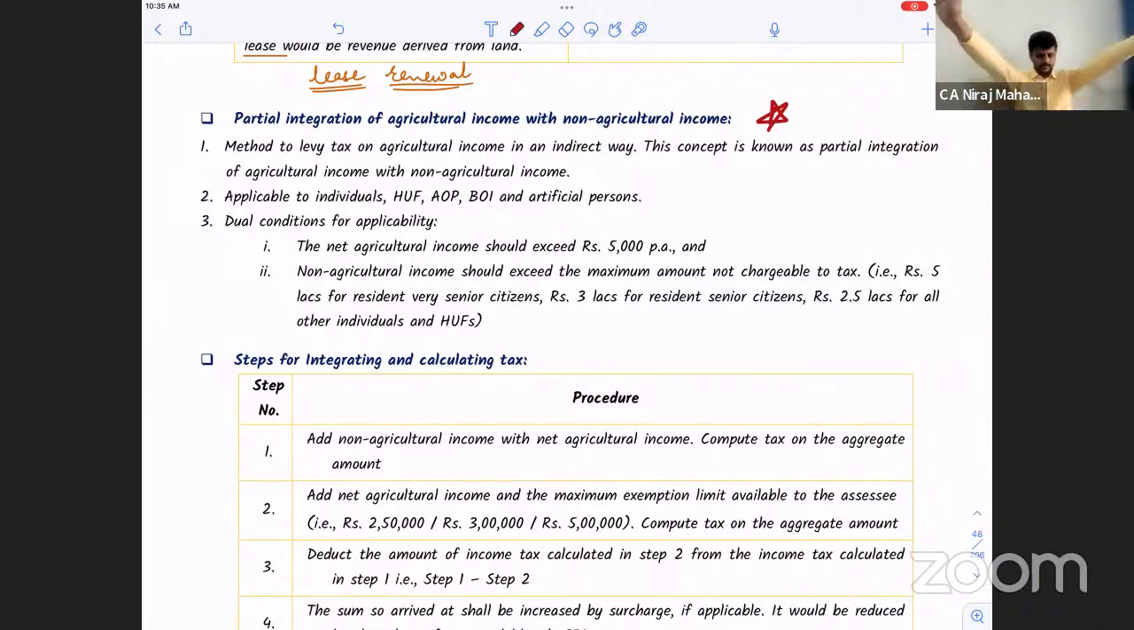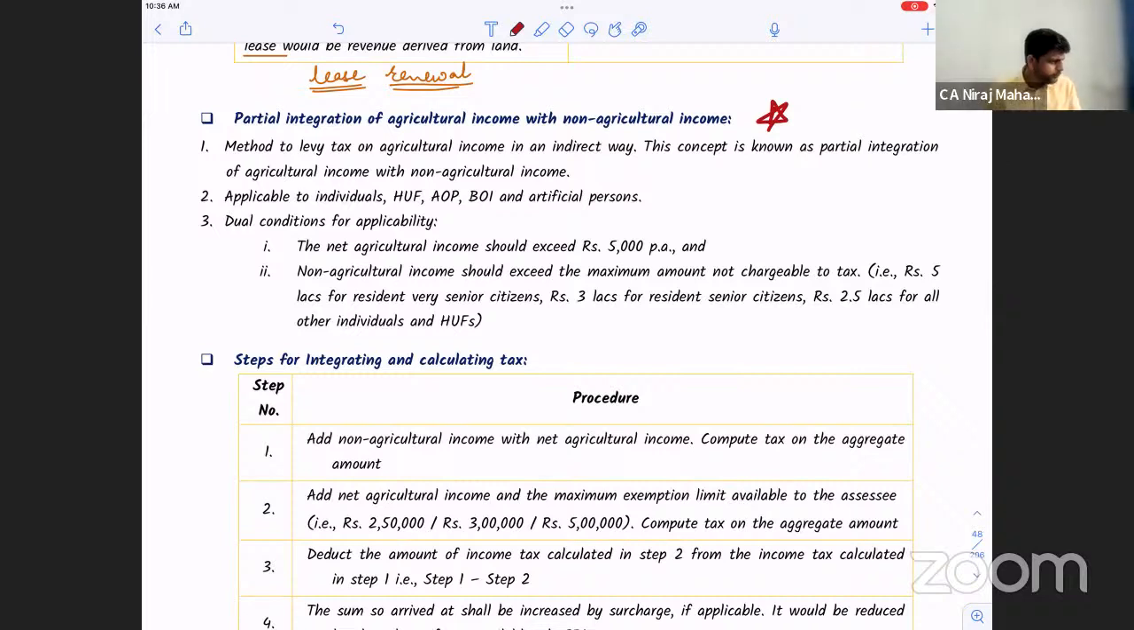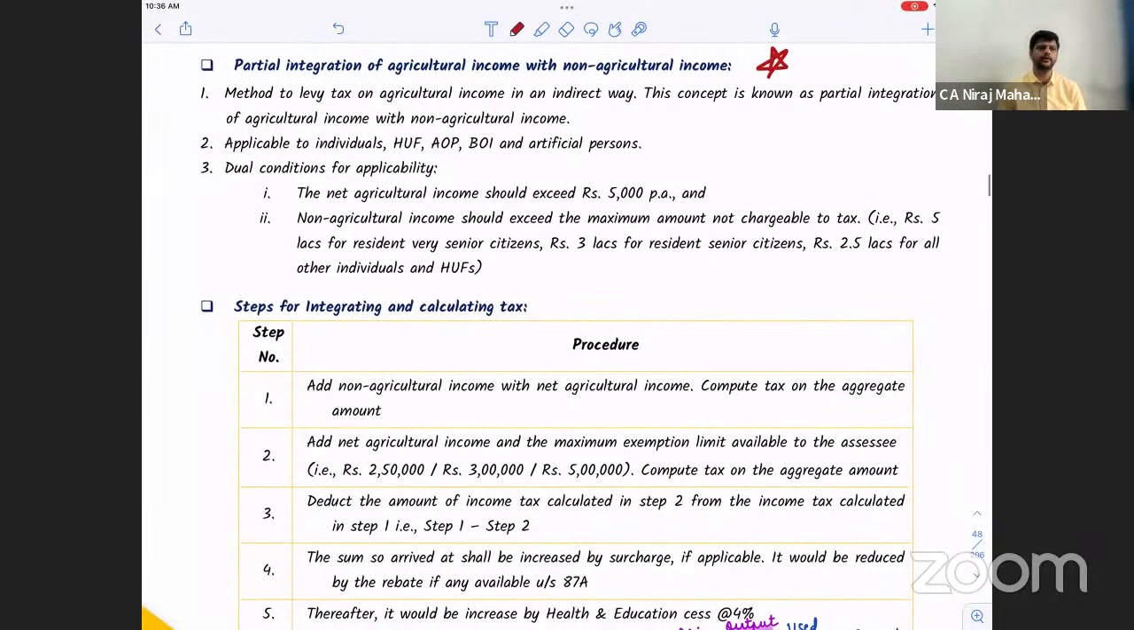Okay. Let's start. Partial integration. What do you mean by integration? One of my favorite chapters in maths, maybe. But what do you mean by integrate? Integrate means combine. Okay, we combine. And differentiation is what? We don't combine; we again differentiate them. Anyways, let's go ahead. So partial integration of agricultural income with non-agricultural income.